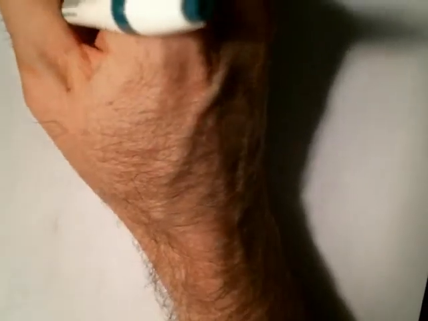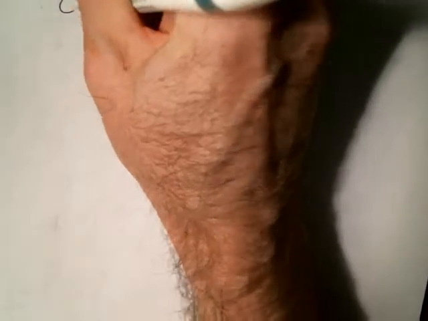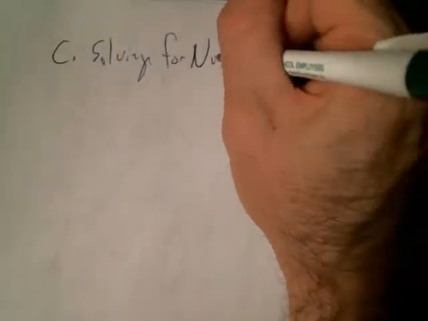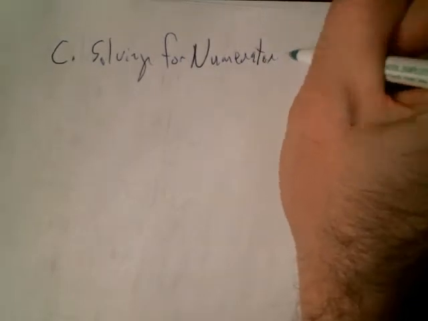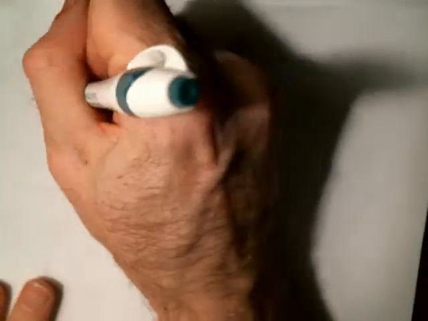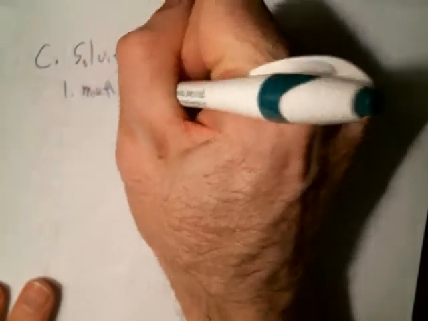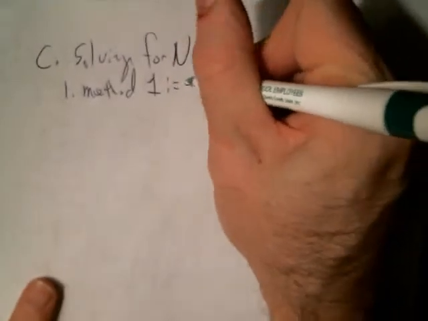I'm going to show you the hard method first. So maybe we should give this a new title. I've sort of forgotten where I am in my notes. I think 2. So part B was set up. Part C is now actually solving for numerators. Okay, so method 1 is the equating coefficients method. And it always works.